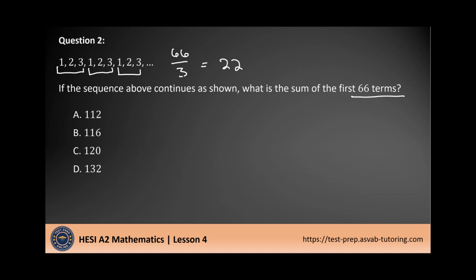Now the question is asking what is the sum of those 66 terms. So let's find the sum of each individual pattern, which is 1 plus 2 plus 3, which equals 6. And then if that 6 is repeating 22 times, we have 6 times 22, which equals 132.